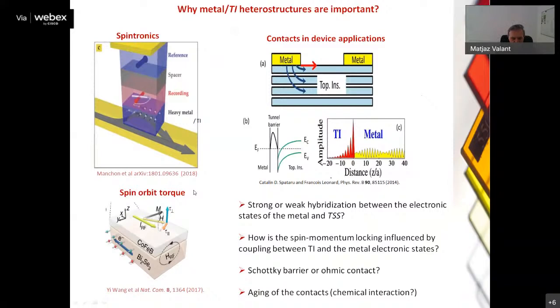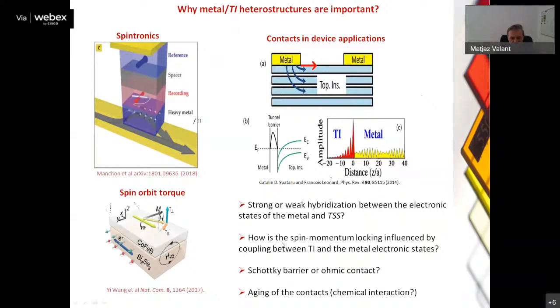Okay, that's all fine. But in all of these applications, we need to contact the electrodes on the topological insulator. We need to deposit some metal on the surface of the topological insulators. And for that reason, we need to know how this metal interacts with the topological insulator. Do we have any hybridization between electronic states of the metal and topological surface states? How is the spin momentum locking polarization influenced by this coupling? Is the contact Schottky or ohmic?